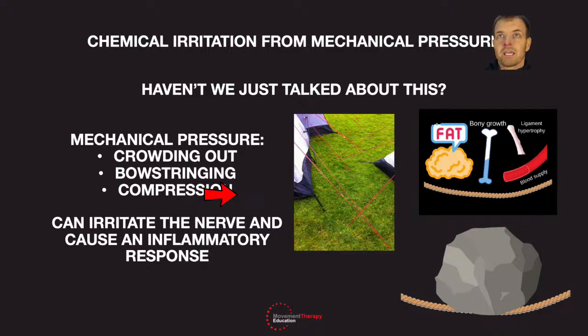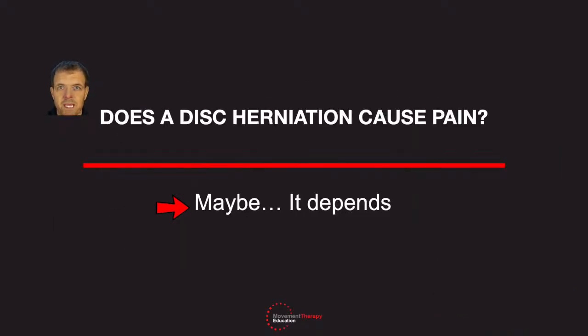So chemical irritation you can also get from mechanical pressure. So say, haven't we just talked about this? Yes, we have. So mechanical pressure causes this crowding out, bowstringing, compression, all those things that we were just talking about, that can irritate the nerve and cause an inflammatory response, a chemical response to the mechanical pressure. Okay, so there can be a chemical reason for the symptoms, for the pain, not just mechanical.